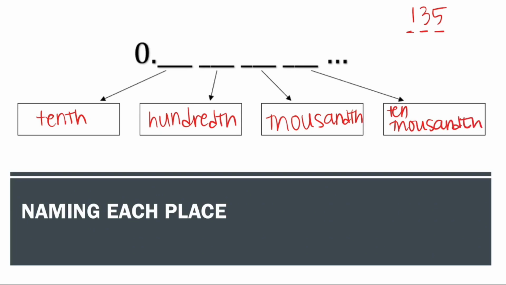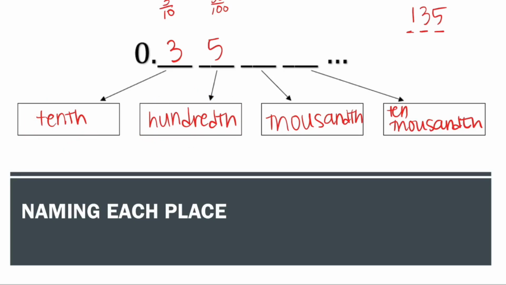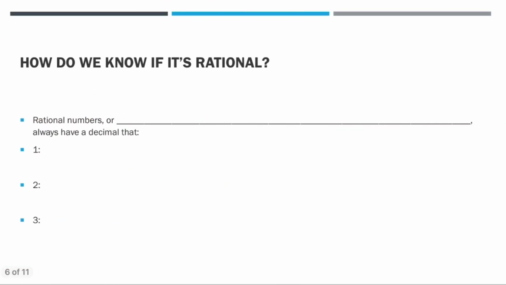And the reason is, if I had 0.3, that's the same thing as saying 3/10. But if I had 0.35, it'd be 35 over 100, because that tells you what your denominator would be if you were to convert this back into a fraction.